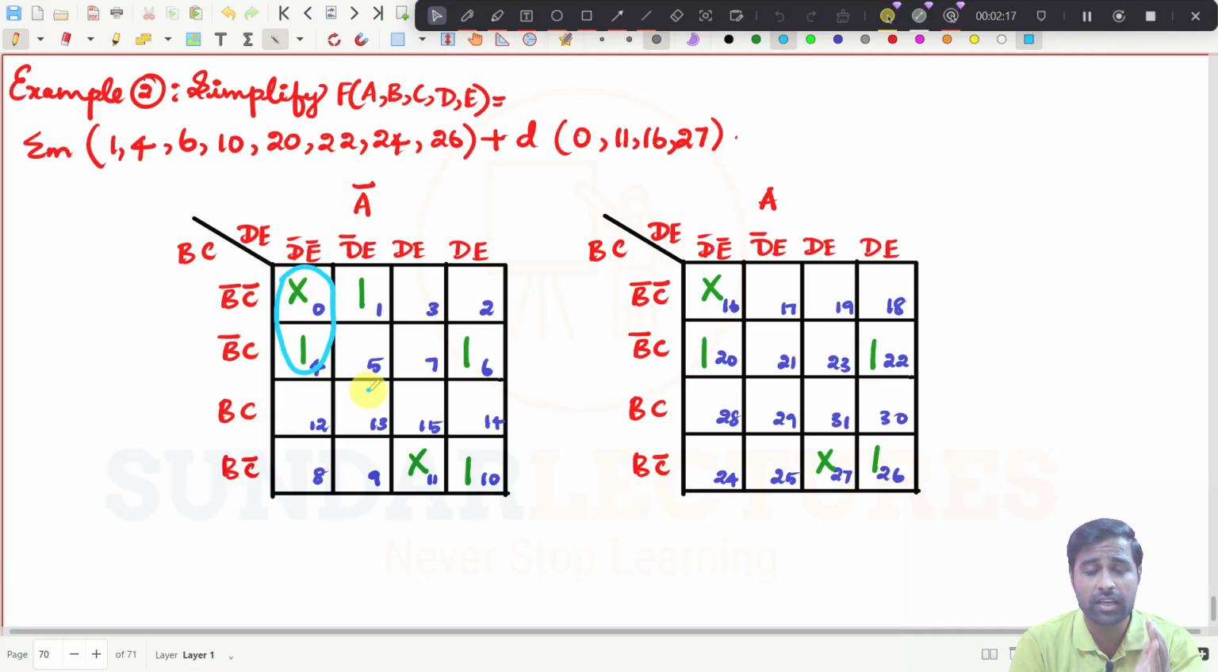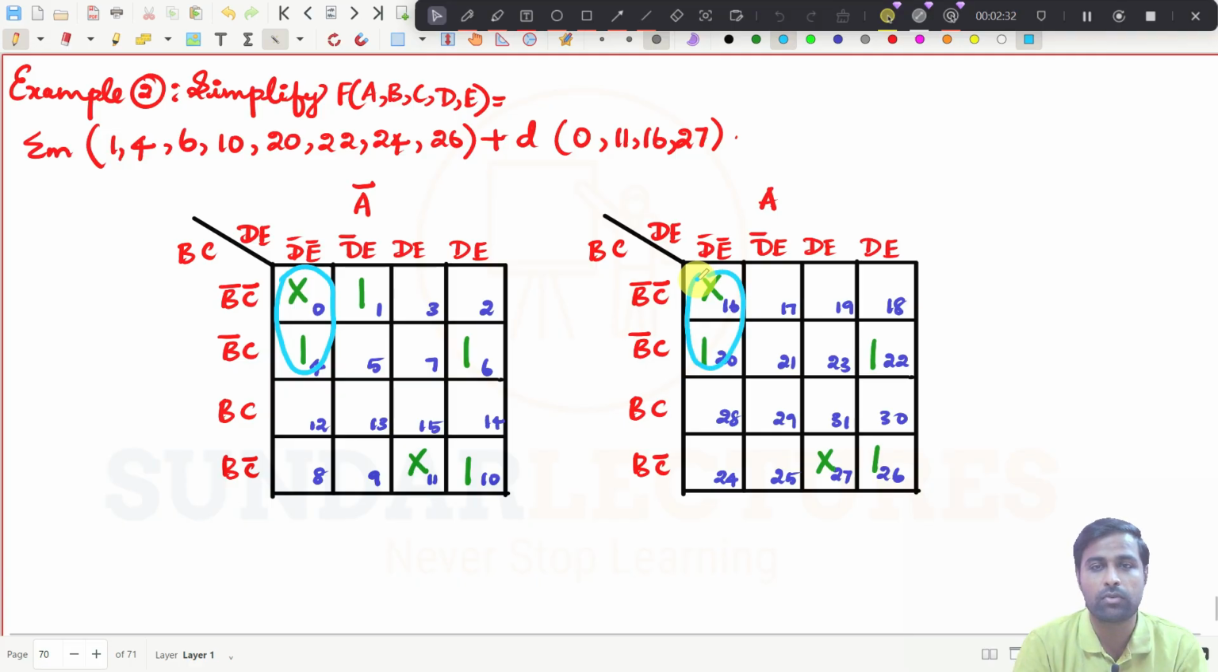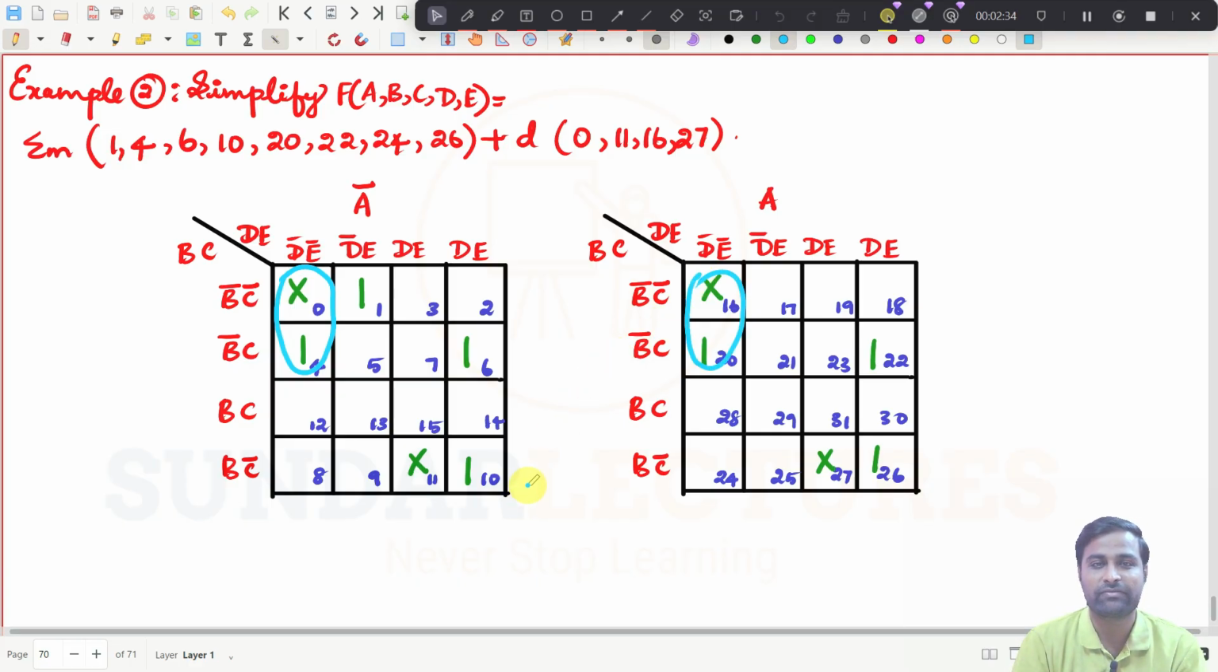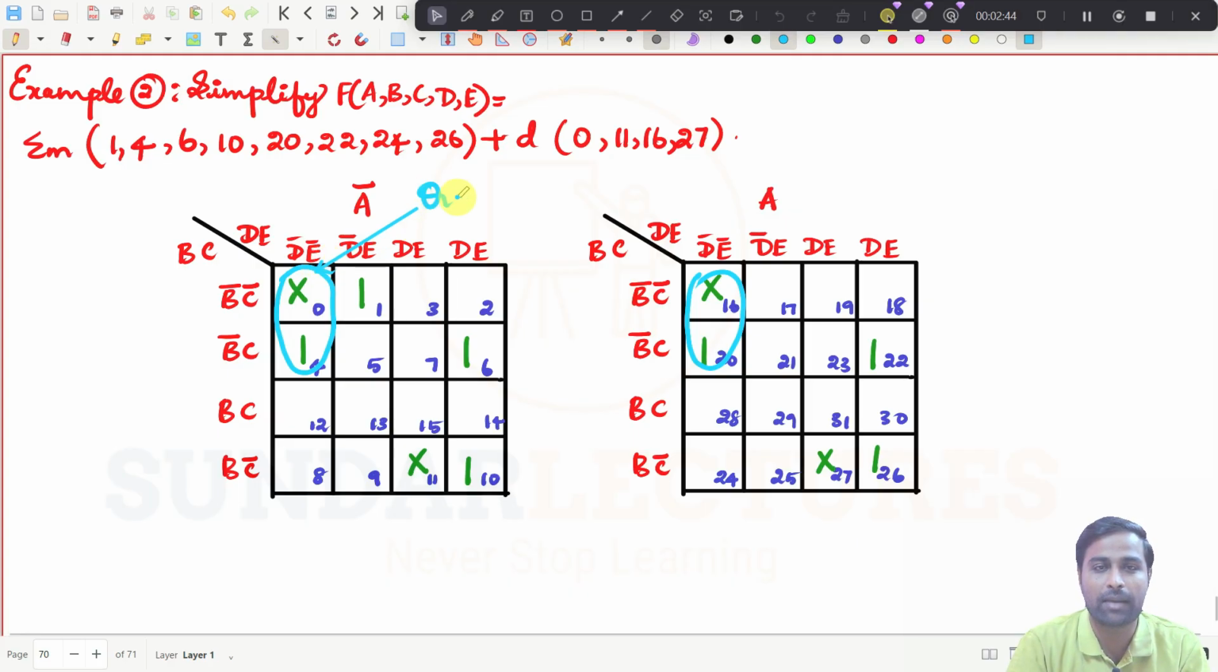Then I have to check for this K map, the same cell. That means if you put them adjacent to each other like this, do these 2 cells have the ones? Yes, it is having. So I can map like this. Now I can make these 4 as a quad. Try to understand. This is quad number 1.